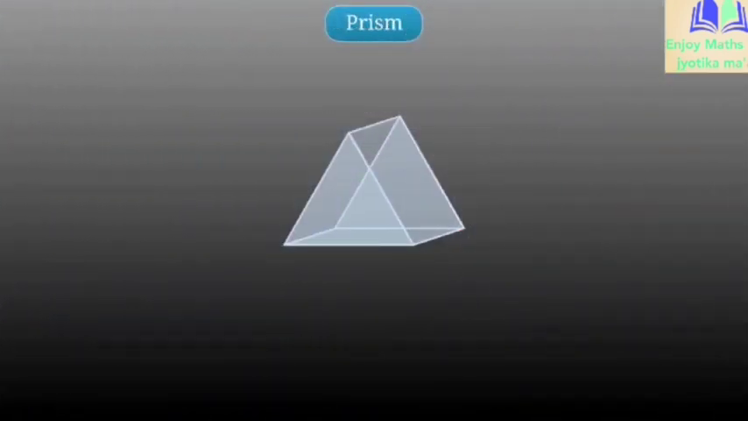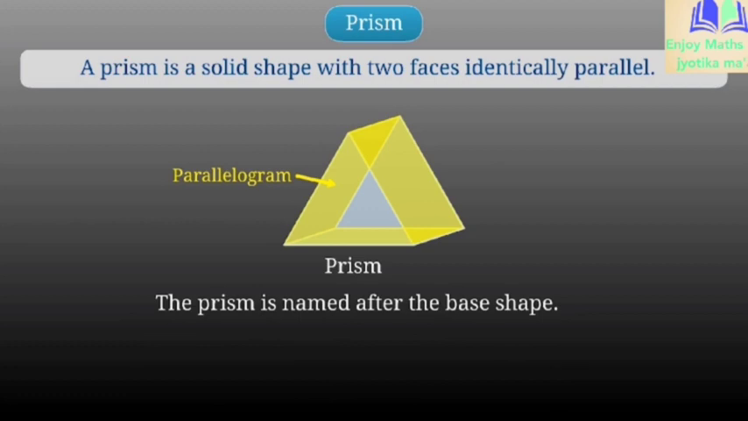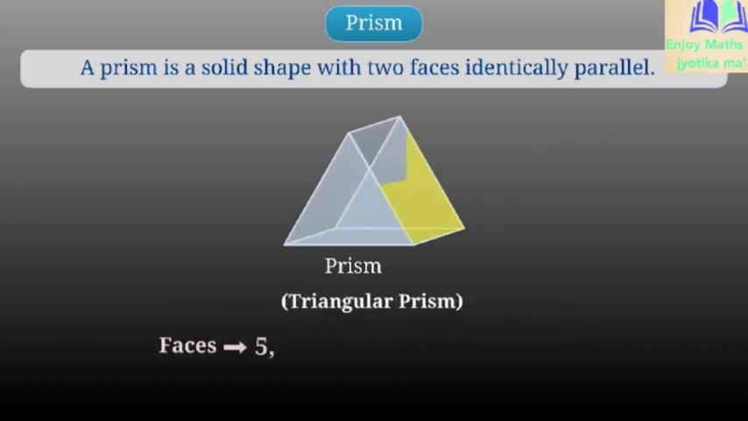Have you seen an object of these shapes in your science lab? Try and remember. This is a prism. A prism is a solid shape whose 2 faces are identical and parallel. One of these 2 faces is called the base and the other one is called the upper end. Apart from these 2 faces, the other faces of the prism are parallelograms. As the base of this prism is triangular, it is a triangular prism. You can see that this prism has 5 faces, 9 edges and 6 vertices.